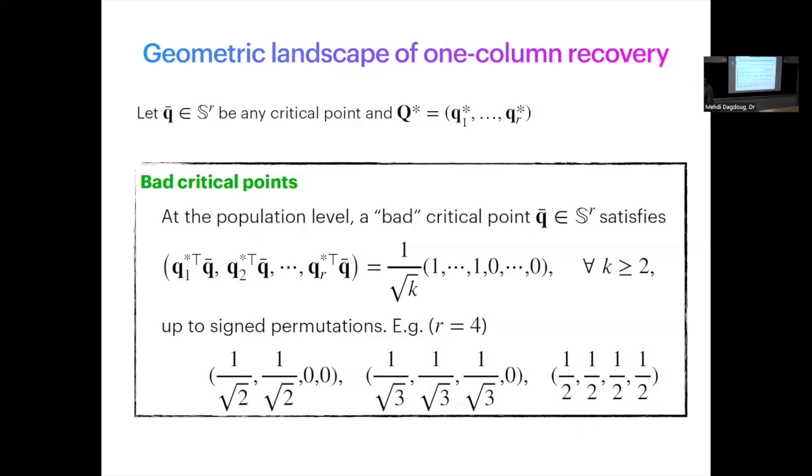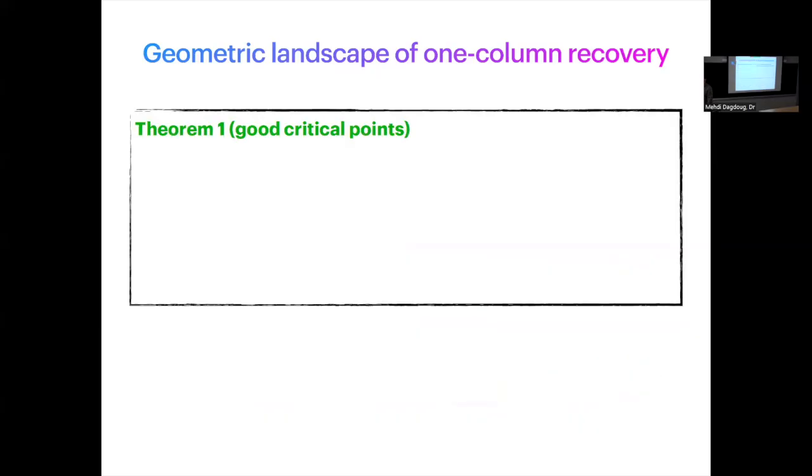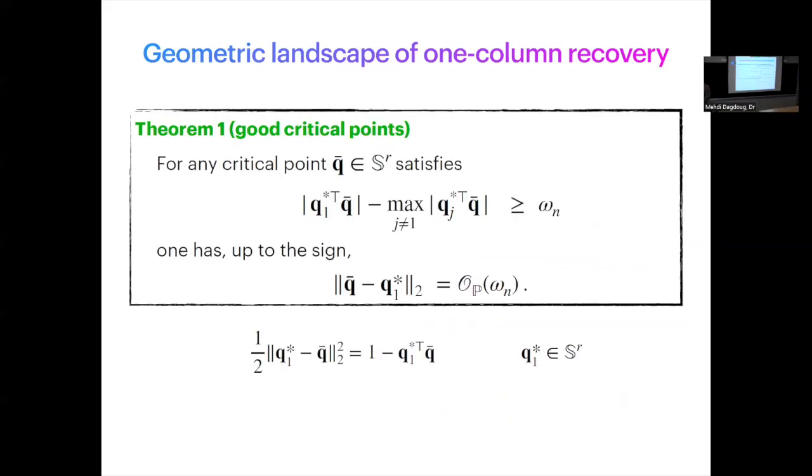Now why do I call this bad? Because all the others should be good. That's essentially what our first theorem told us, that if you have any critical point that is, say, closer to the first column compared to all the others by some noise level, then we know that this critical point is already pretty close to the first column in the following L2 norm sense. So that's why I called all the other critical points good.